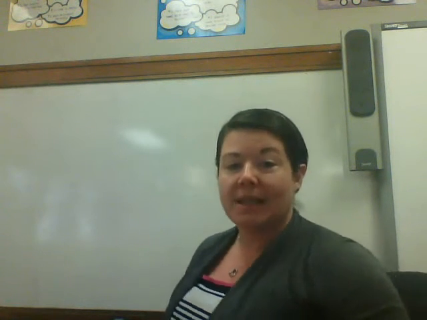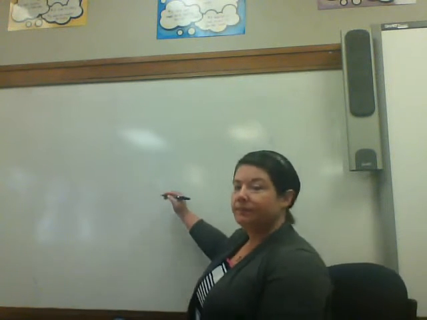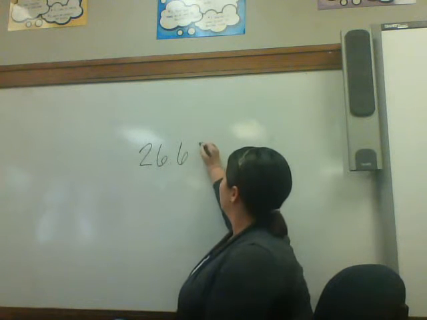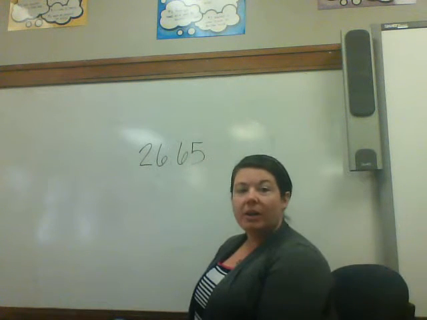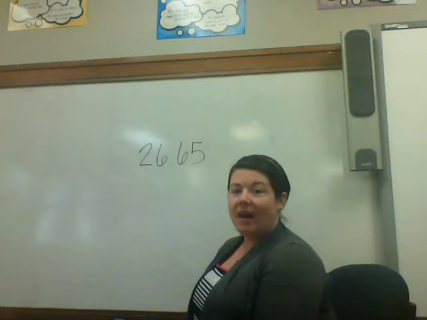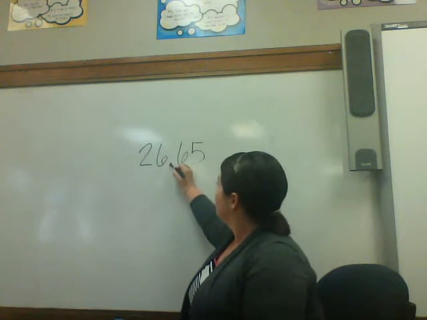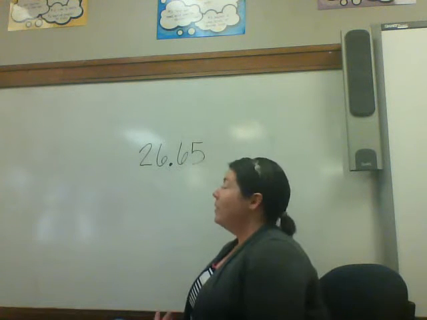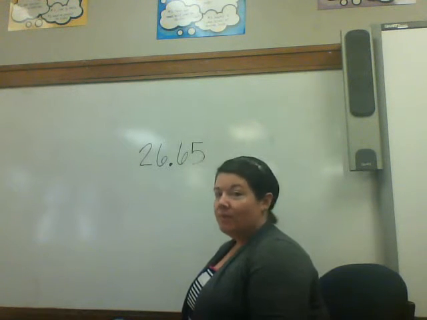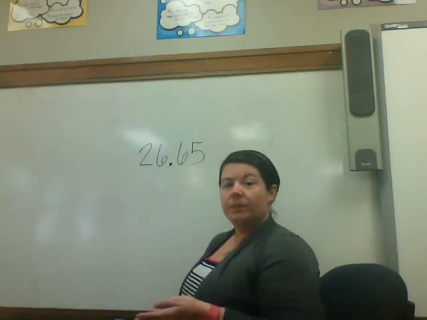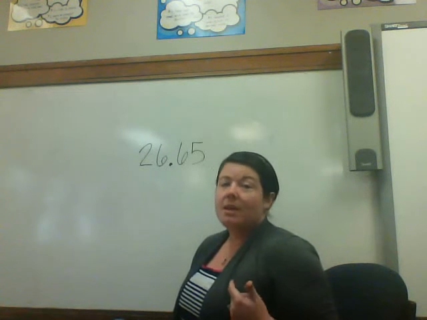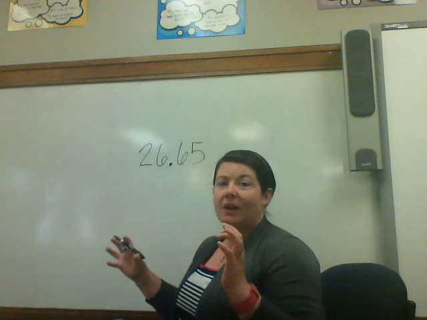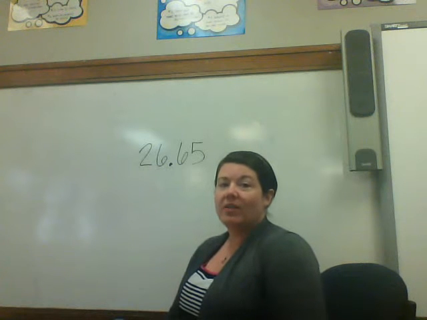This is what happens. Let's get a decimal up on the board. Here I've written the number 26 and 65 hundredths. I'm going to make my decimal point a little bigger there so you can see it in the video. So in order to write this in expanded form, we have to think about what we know. We know that expanded form means that we take the number and we stretch it out by place value and add addition signs between the numbers.